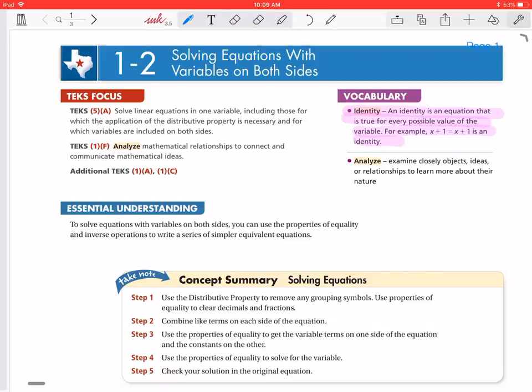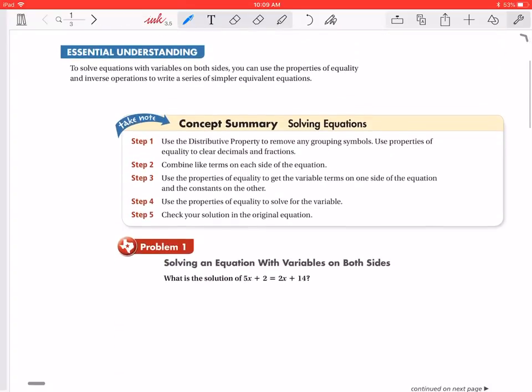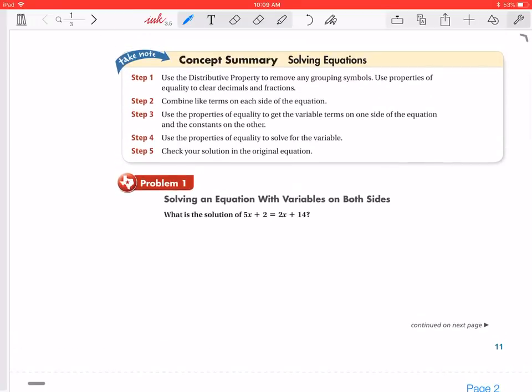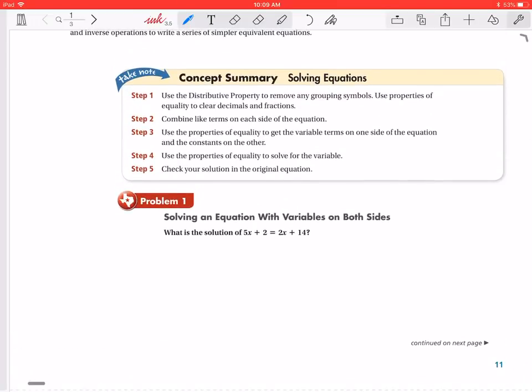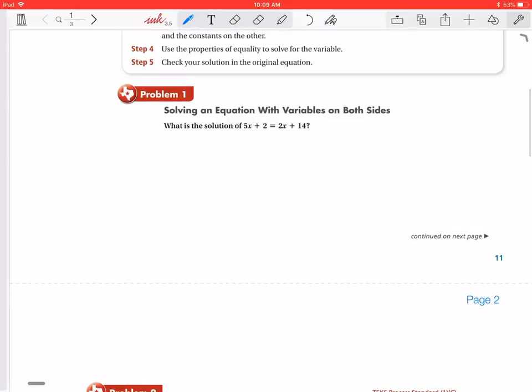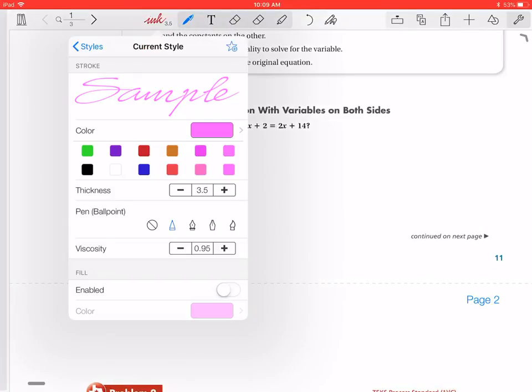When we have variables on both sides, we could potentially get to the point where we have no solution, and we'll show some examples of that. Solving equations has this big caption here, but I'm not really going to worry about that so much. We're going to go straight to the meat.